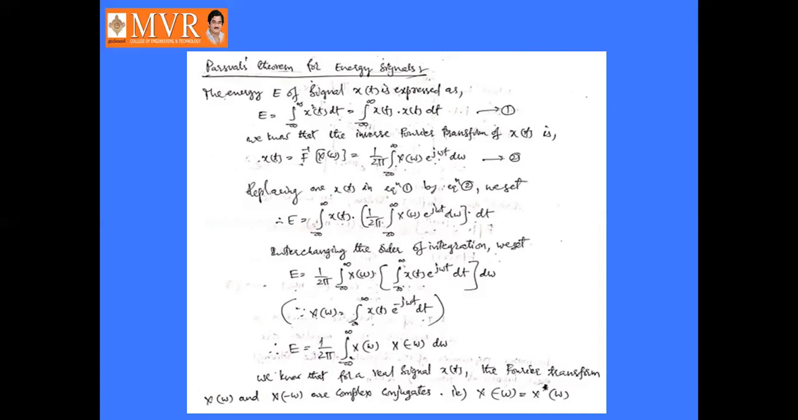We know that the inverse Fourier transform of X(ω) is x(t) = 1/2π ∫ from −∞ to ∞ X(ω) e^(+jωt) dω, that is equation number 2. Replacing one x(t) in equation number 1, it will become E = ∫ from −∞ to ∞ x(t) [1/2π ∫ from −∞ to ∞ X(ω) e^(jωt) dω] dt, by interchanging the order of integration.